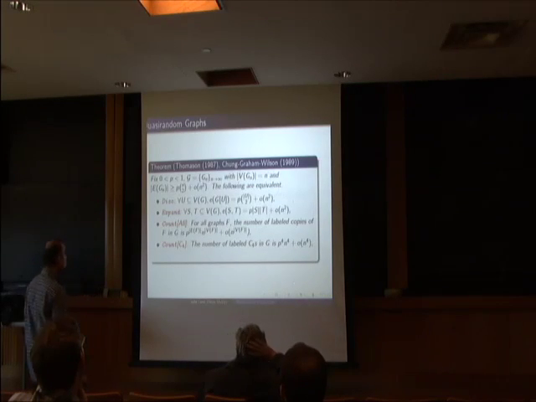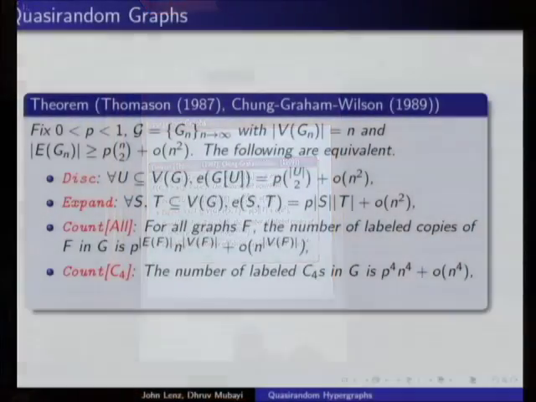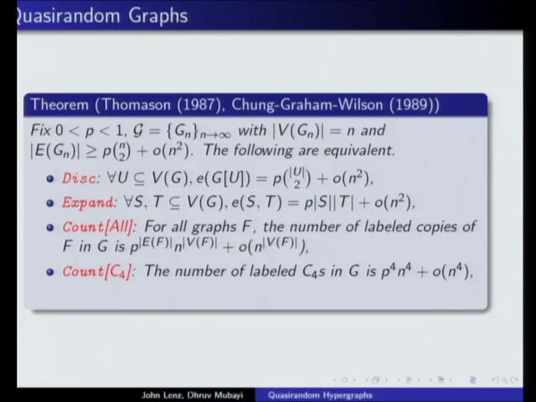Okay. So count C4, lovely property, very important, algorithmic regularity, and so on and so forth. And it's not at all obvious that if you know how many C4s there are, you know all these other things.